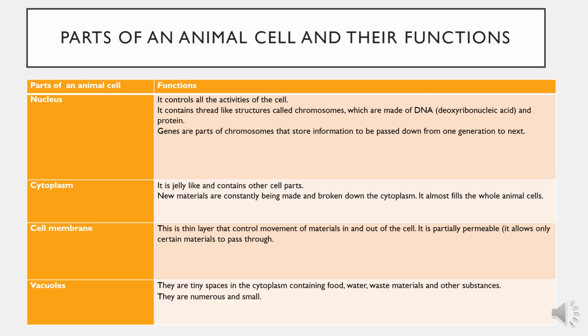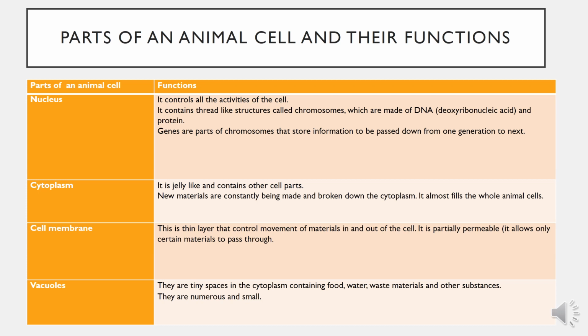Parts of an animal cell and their functions. Now we will discuss, as we have discussed earlier, the parts of a plant cell. Now we will discuss parts of an animal cell. Nucleus, same function of nucleus. It controls all the activities of the cell. It contains thread-like structure called chromosomes, which are made of DNA and protein. Genes are parts of chromosomes that store information to be passed down from one generation to next.